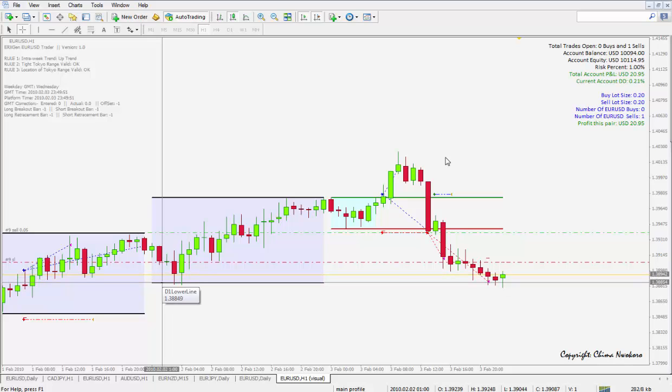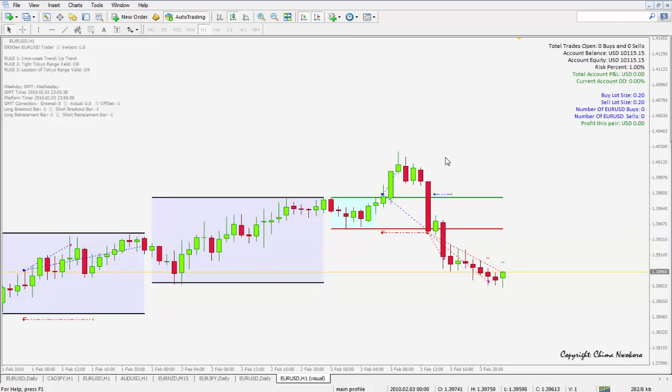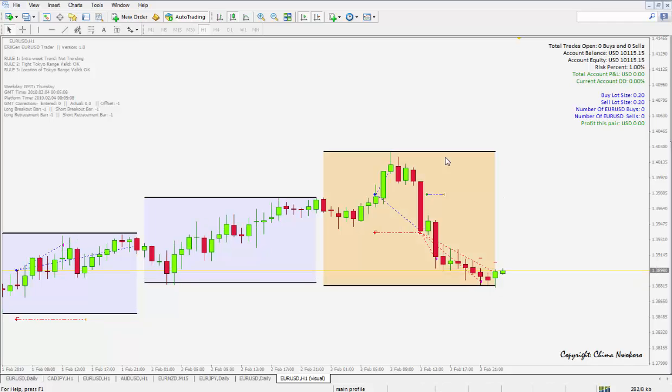End of day close, and so the day closed at 11,115.15. So good day. Even though there was a loss, it was still a very good day.